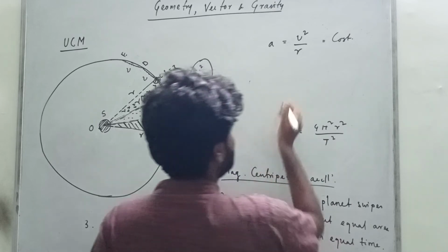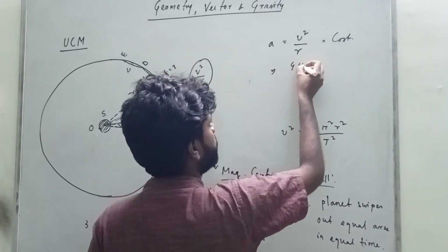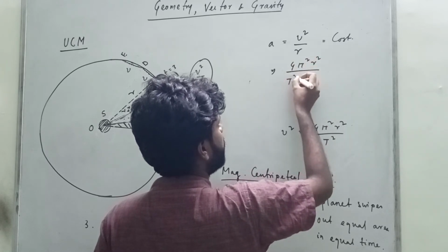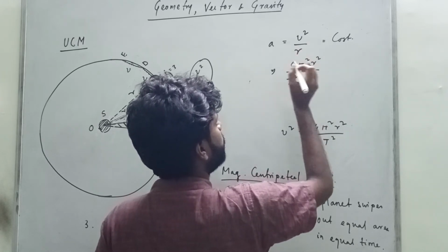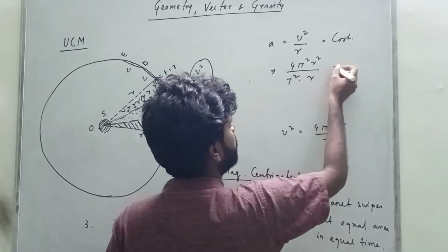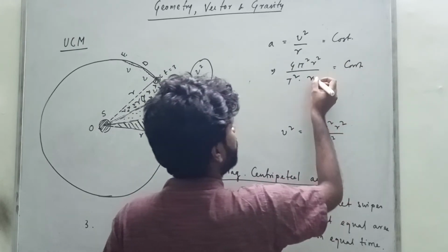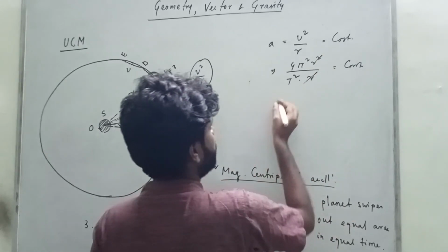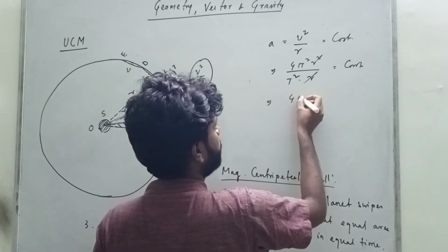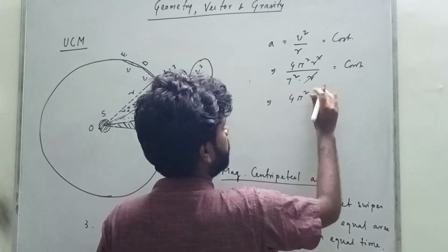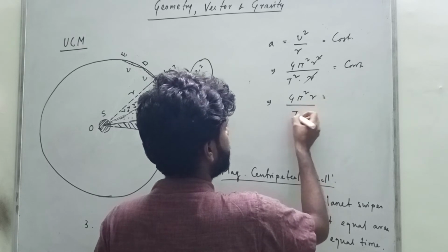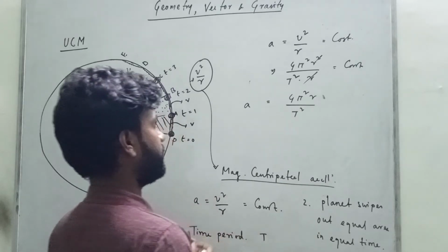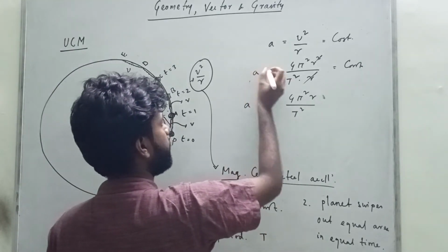So 4 pi square r square by T square, and down here in the denominator is r, right? Then cancel one r with one r. Then the result is 4 pi square r by T square. It is actually an acceleration. So it is acceleration here.